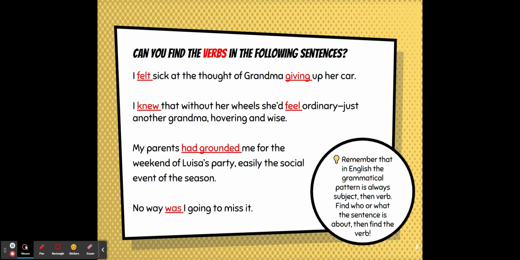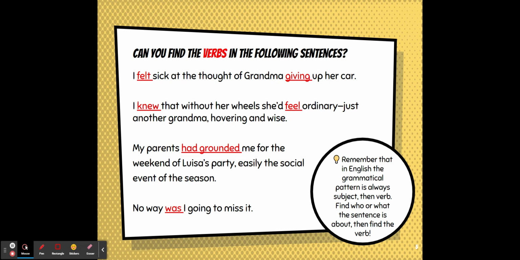Here are the answers. In the first sentence, I felt sick at the thought of Grandma giving up her car. So felt is the verb. I is the subject. And the second one, I knew that without her wheels, she'd feel ordinary, just another grandma, hovering and wise. Knew is the verb, and I is the subject. And my parents had grounded me for the weekend of Louisa's party, easily the social event of the season. Had grounded is the verb describing what the parents did.